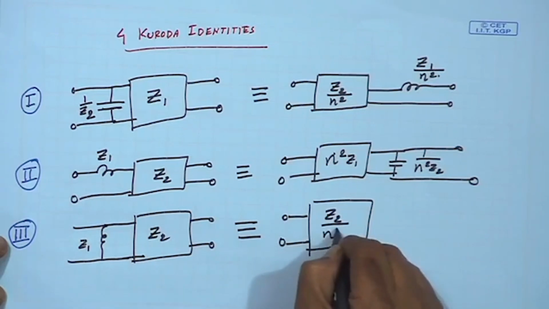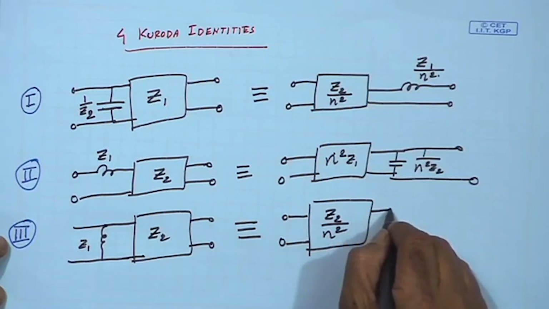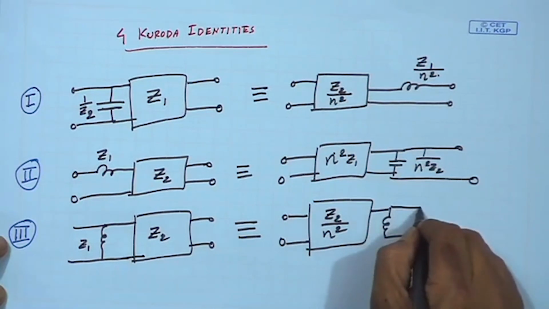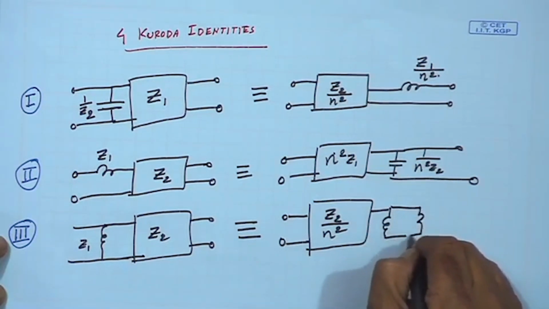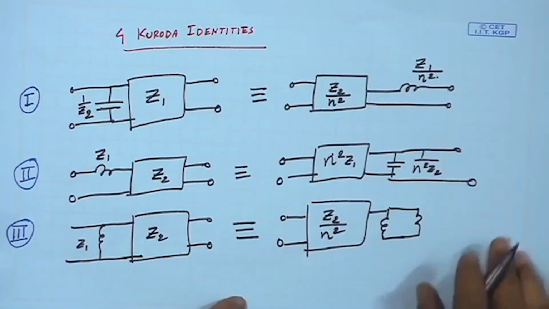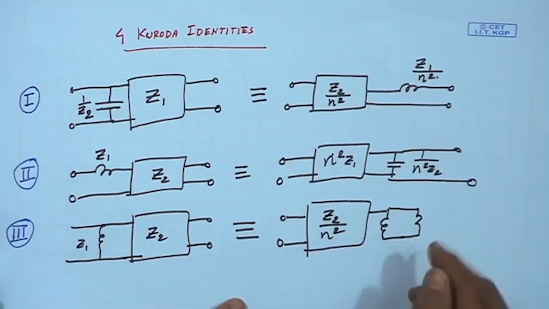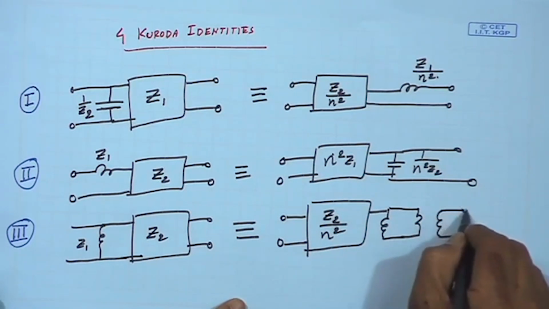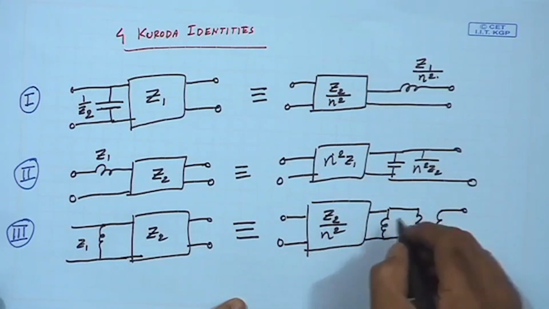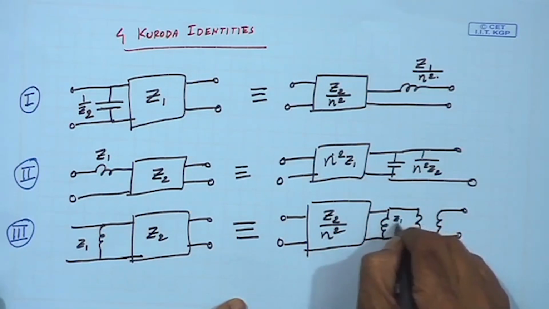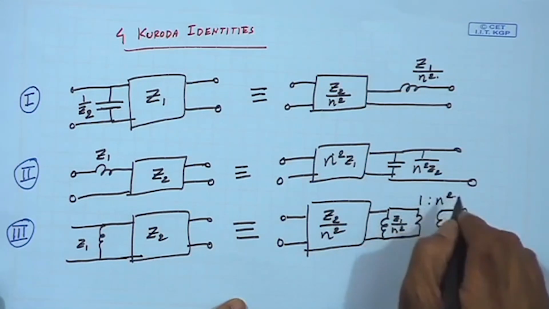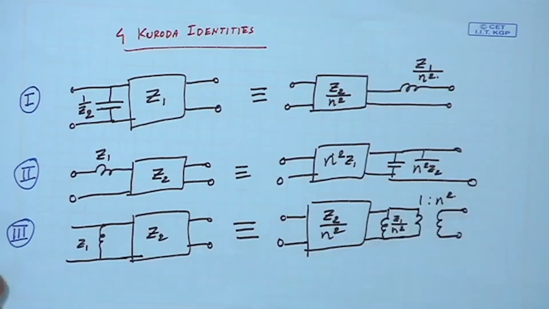Z2 by n square, then you want to keep all inductors, but then you need to have a transformer. So, this one is saying Z1 by n square, its characteristic impedance, and this is a 1:n square turns ratio transformer.